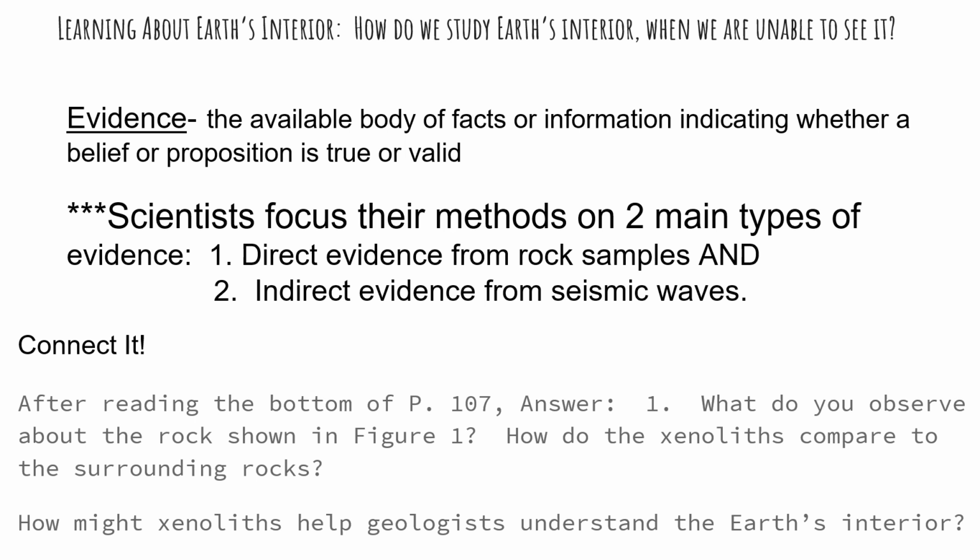So first and foremost, we're going to discuss evidence, which is the available body of facts or information indicating whether a belief or proposition is true or valid. Scientists focus their methods on two main types of evidence. One is going to be direct evidence, which they get from rock samples, and two is going to be indirect evidence, which they get from seismic waves.